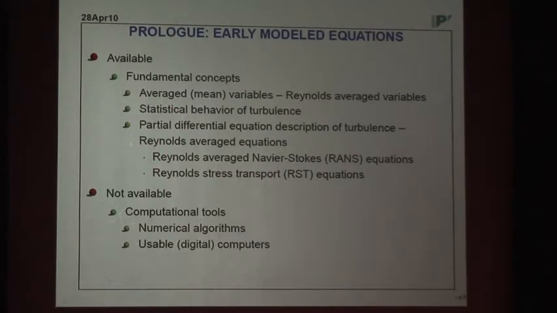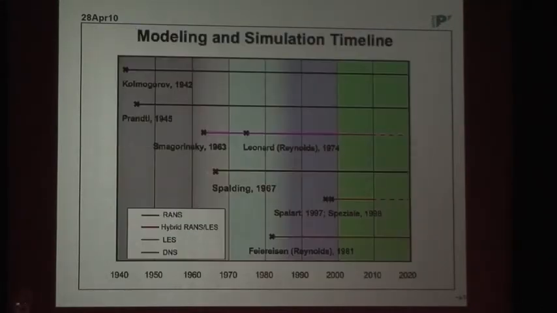What didn't we have available at the time? We didn't have the computational tools, algorithms of sufficient robustness, and more importantly, usable digital computers. So aside from the fact it was not the best time to be doing research, the world had other things on its mind, obviously, at that time, there was a void where progress essentially leveled off. During the 50s, I don't have much here other than the one I mentioned about Julius Rotta.